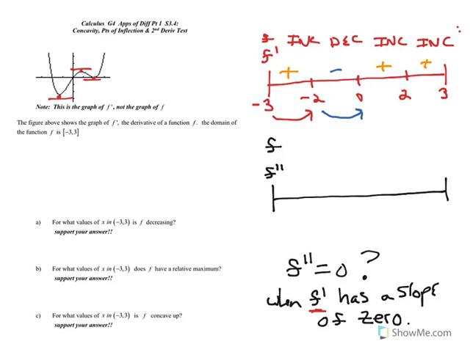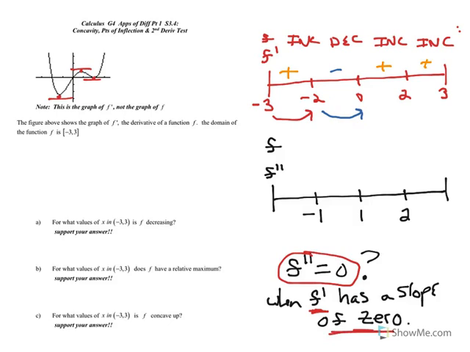We'll have to estimate those values. So it looks like at about where x is -1, at about where x is 1, and at about where x is 2. So that's going to be our places where f double prime has a value of 0, because the slopes on f single prime are slopes of 0.